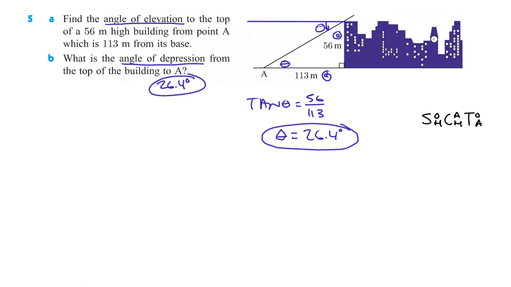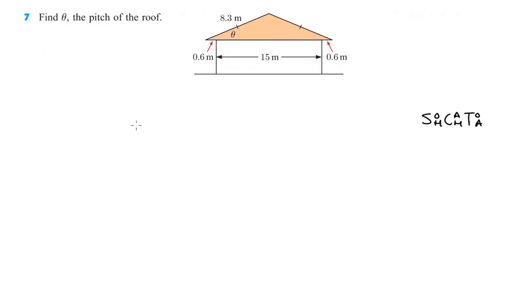Okay. Number 7, find theta, the pitch of the roof. The pitch of the roof is basically its rise over its run, which will be the same as this angle here. Since this is an isosceles triangle, we can drop this straight down, and that cuts this from here to here exactly in half. So we know that this part here is 15, so half of 15 is 7.5, and this is still 0.6 because that didn't get cut in half at all.